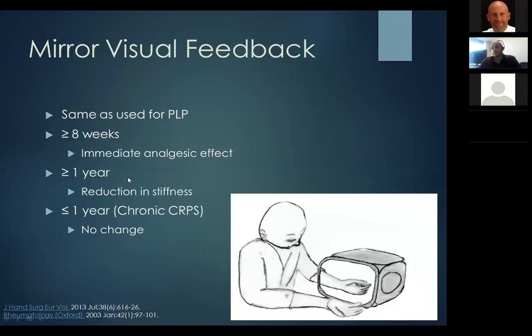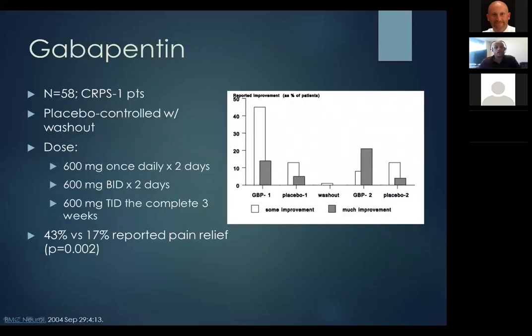One medication that probably has some of the best data is gabapentin. There was one study that I pulled that assessed 58 patients with CRPS1. Unfortunately, most of the data that we have does look at patients that have subtype 1 as opposed to subtype 2. This study was a placebo-controlled washout study. So they did look at both patients with gabapentin and placebo. They had a washout period, and then they swapped them.